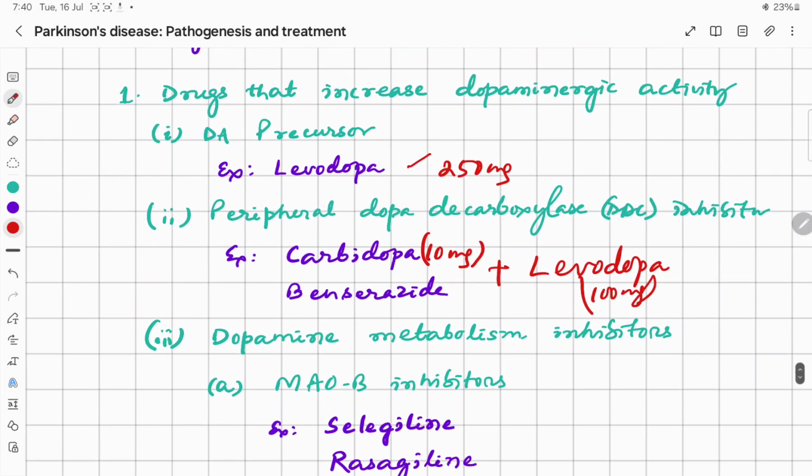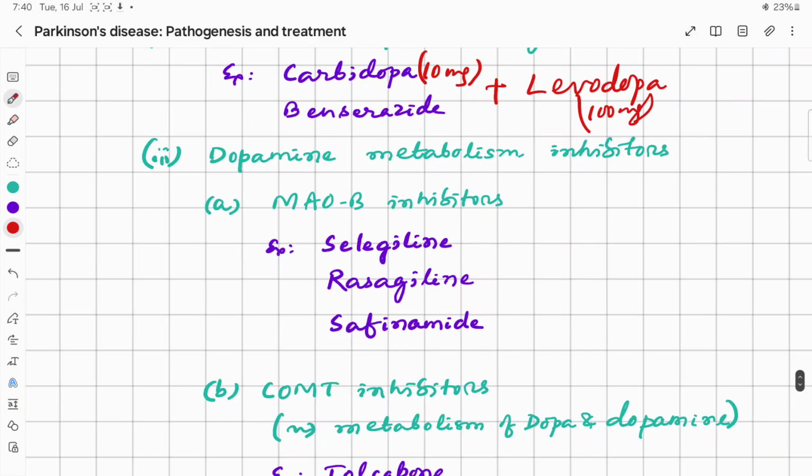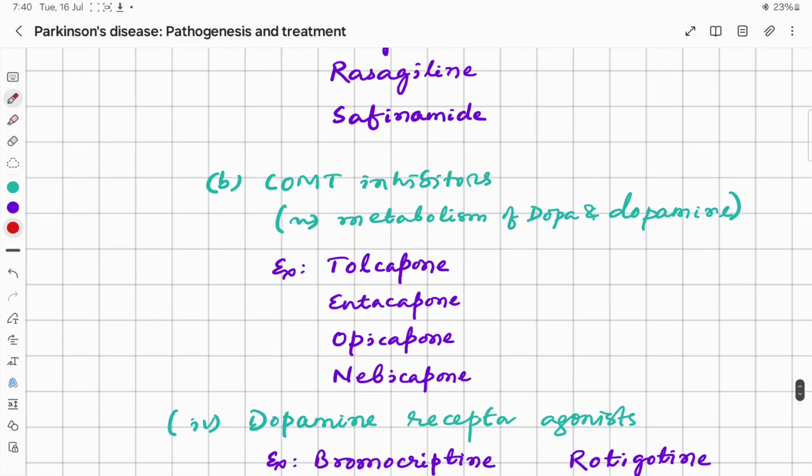Then number 3, dopamine metabolism inhibitors. In this, MAO-B inhibitors: selegiline, rasagiline, safinamide, and COMT inhibitors, which can inhibit the metabolism of both dopa and dopamine. For example, entacapone, tolcapone, opicapone, nebicapone.